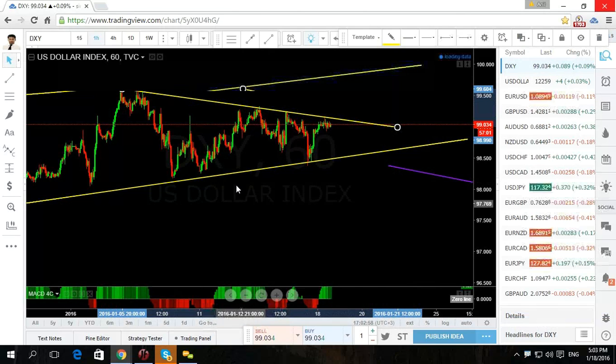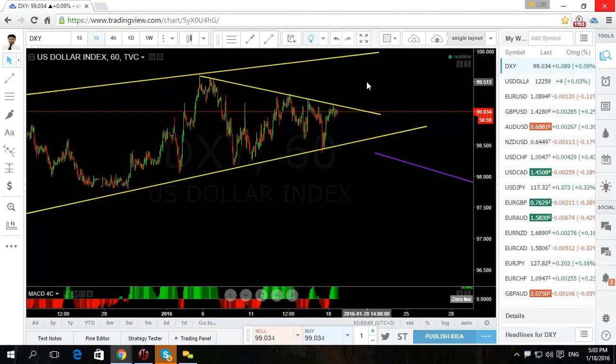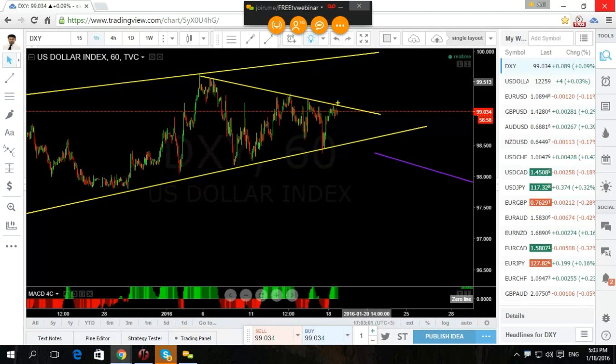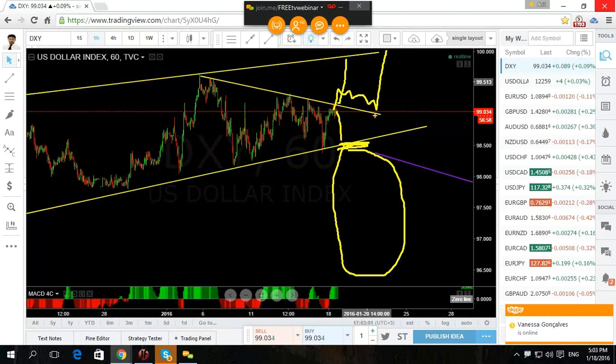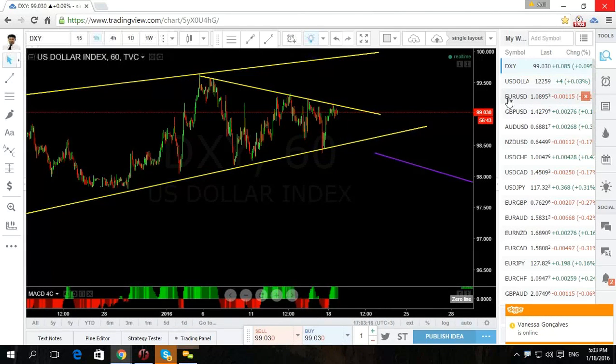So the question is, if we don't get this trade to the upside, we're going to get this to the downside. This is the trade you're actually looking for, the bigger trade here. Or a breakout of here, a consolidation, and then another trade up, right? Very simple. So on the euro, what is that giving us?